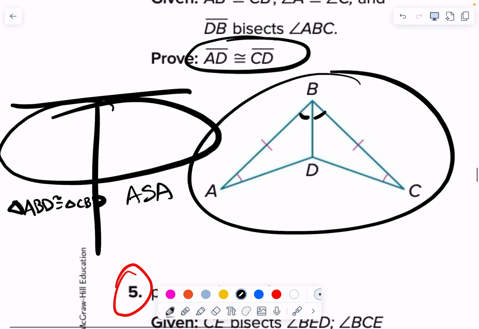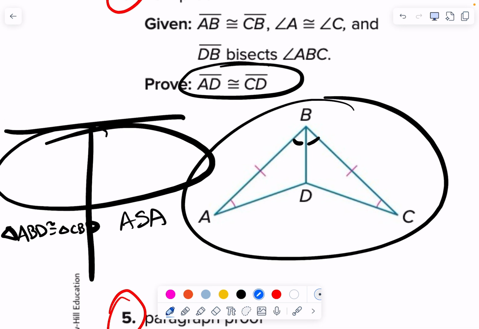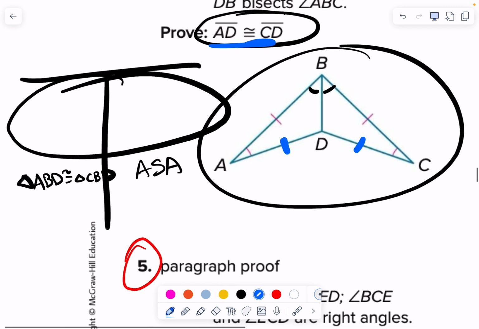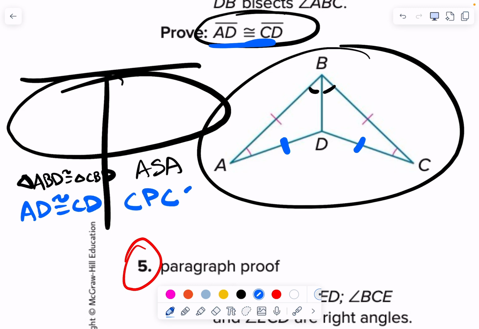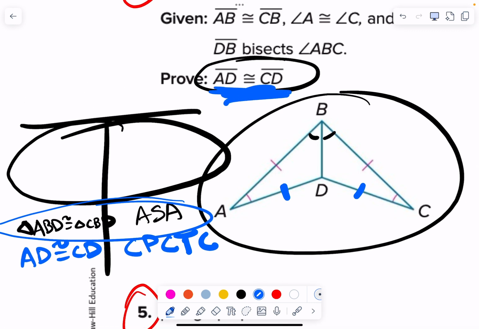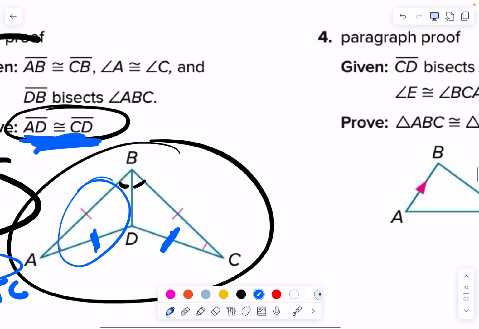Okay, but that won't be my last piece. My last piece will be saying AD, which is this side, is the same as DC, or CD, which is that side. How do I know that AD is congruent to CD? Because of CPCTC. That will be my last step, because congruent parts of congruent triangles are congruent. I don't stop at this step like I would normally. I keep going one more step saying, okay, if those two triangles are congruent, that means this side's the same as that one, right? Got it?